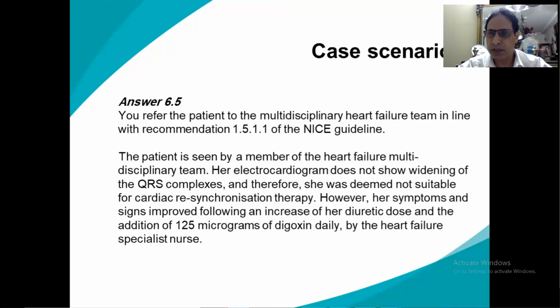However, if there is no such option, you should give another dose or a loading dose of diuretic. In addition to diuretic, you can add digoxin, and the role of digoxin in such cases is to reduce hospitalization. But it is preferable to add digoxin in a patient with heart failure and atrial fibrillation, not in a patient with heart failure alone.